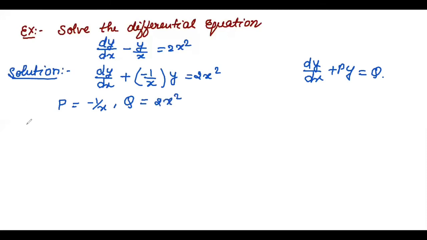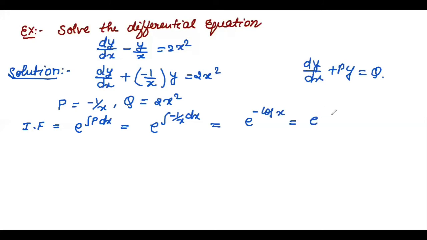Now we'll find the integrating factor. The integrating factor is e to the power integration of p dx. So we'll apply here e to the power integration of minus 1 by x into dx. So we find its value: this is e to the power minus log x. So we can write it as e to the power log of x to the power minus 1. Finally e and log will reduce, so we'll have x to the power minus 1, means 1 by x. So here the integrating factor is 1 by x.